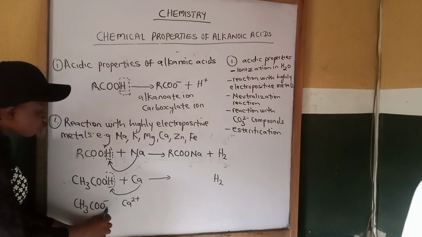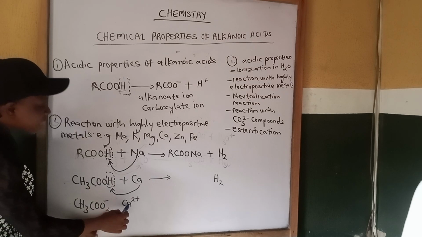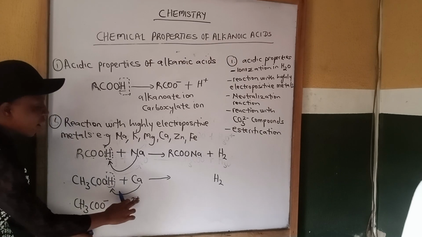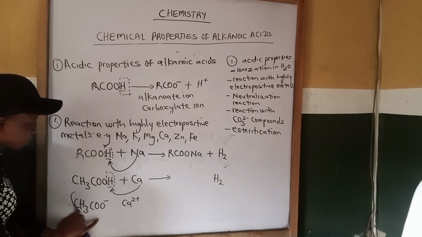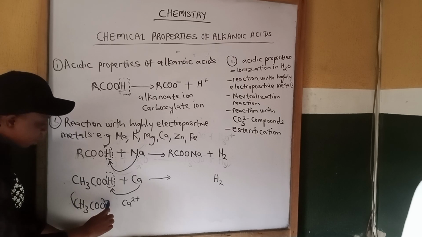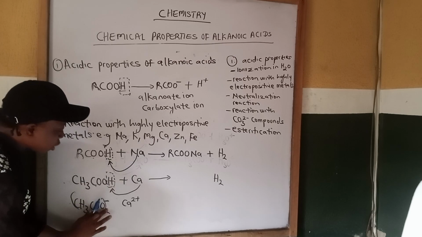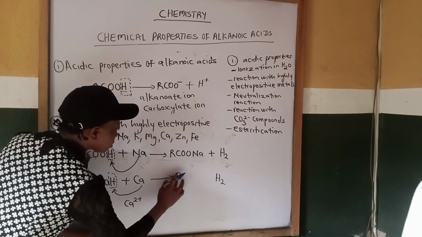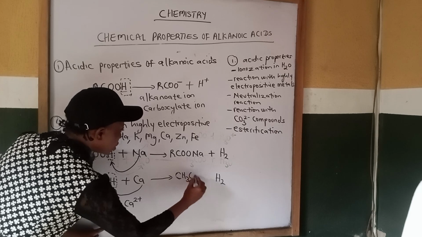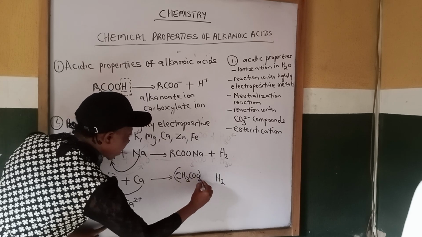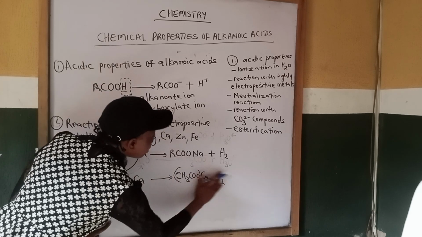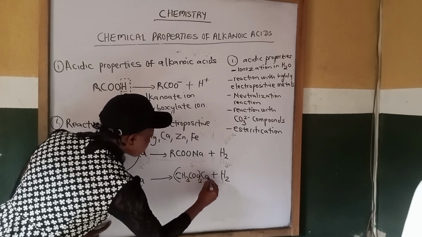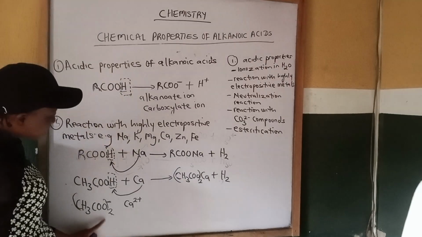So it means that we need two of these to combine with calcium to give us a compound. Minus 1 will not cancel plus 2, so we have to multiply this one by 2. Minus 1 times 2 gives us minus 2. So therefore our product will now be (CH3COO)2Ca, plus hydrogen gas. So that is the product form.